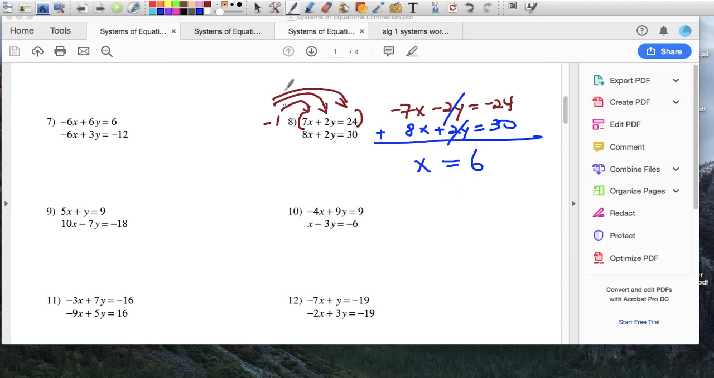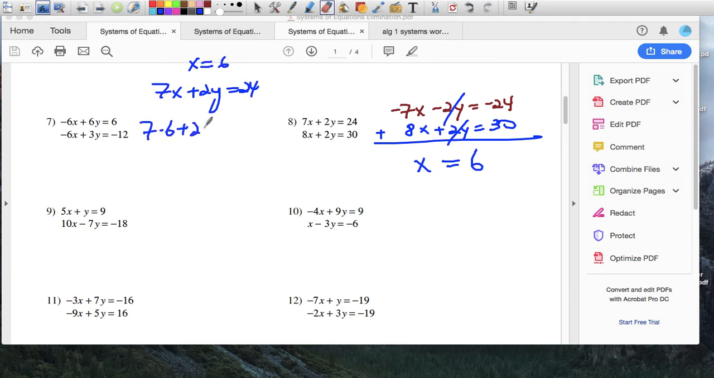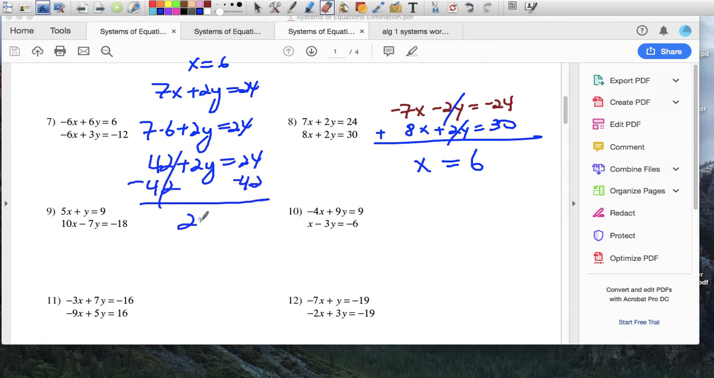Now that I found my x, go back to any of these equations, whichever one you want, and replace x with 6. So let's just take the first one. 7x plus 2y equals 24. I'm going to replace x with 6. Let me just write that on top. So 7 times 6 plus 2y equals 24. 7 times 6 is 42, plus 2y equals 24. Minus 42, minus 42. 2y is negative 18, I think.